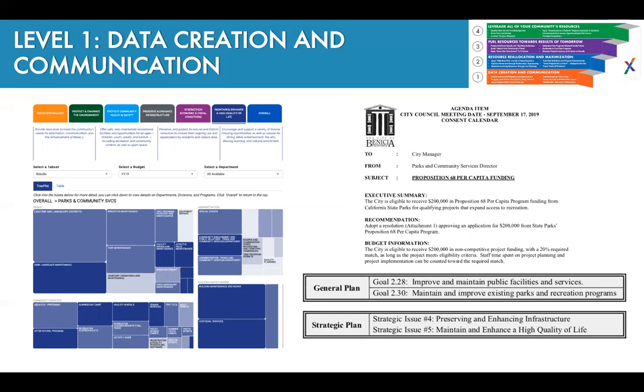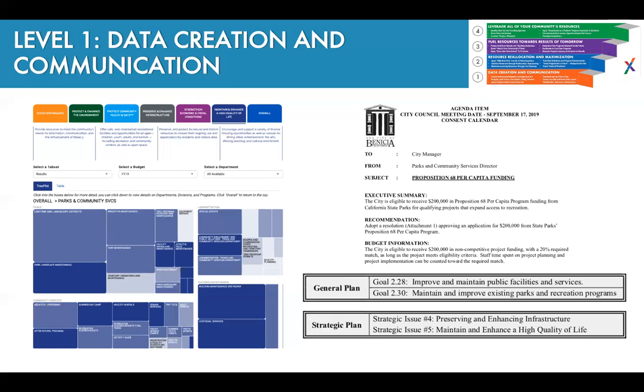I want you to note that in level 1, it really doesn't have anything to do with should we be spending more or less on cannabis or parks and recreation. It's solely focused on, are we communicating with this new data set and getting a point across, enhancing everybody's education on what we do and why we do it. And that's exactly what Benicia is up to. So that's what level 1's all about.